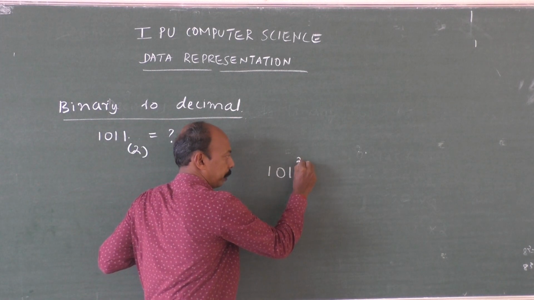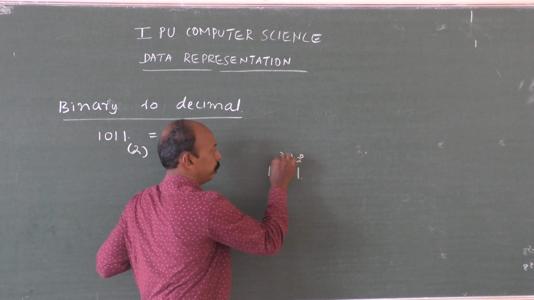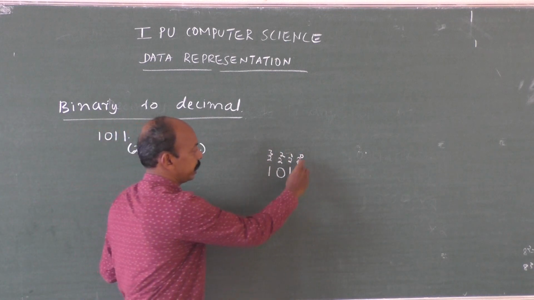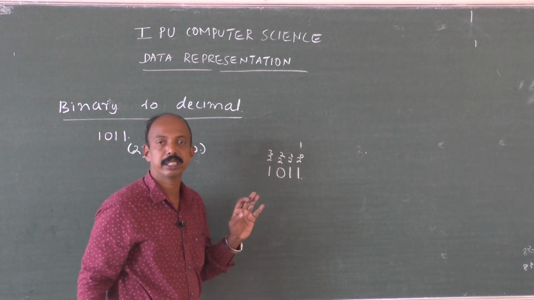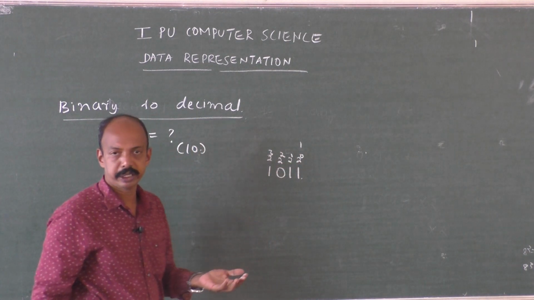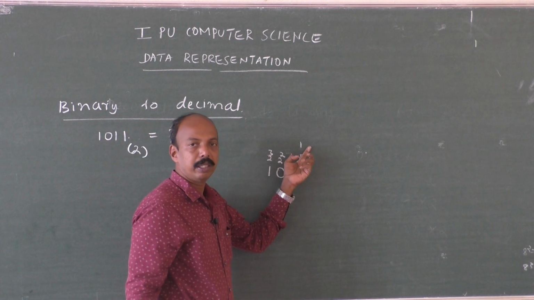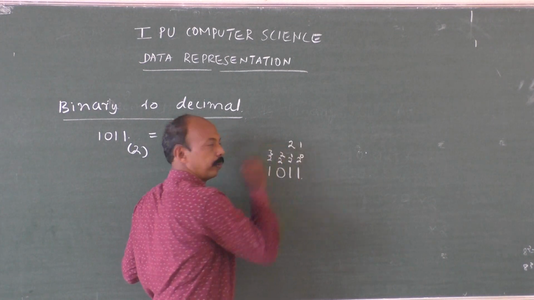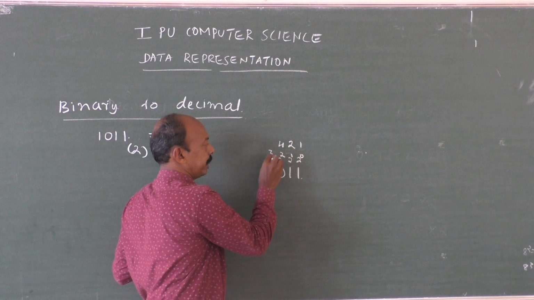This is 2 to the power 0, 2 to the power 1, 2 to the power 2, 2 to the power 3. 2 to the power 0 is how much? It's 1. Anything to the power 0 is 1. It may be 100 to the power 0 or 1000 to the power 0, the answer will be 1. 2 to the power 1 is 2. 2 to the power 2 is 4, 2 to the power 3 is 8.